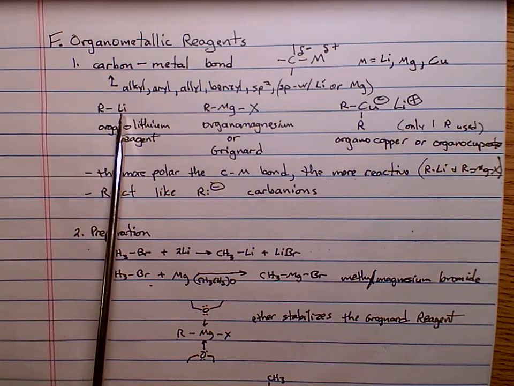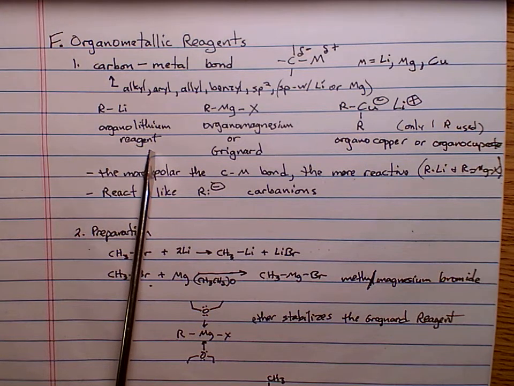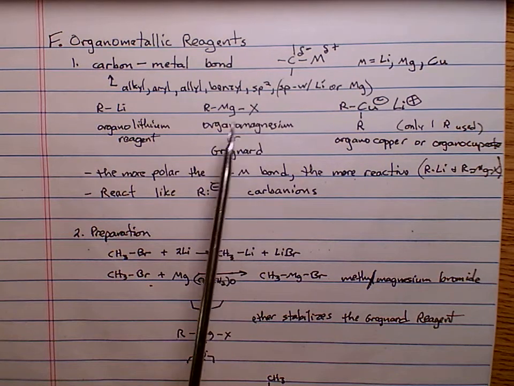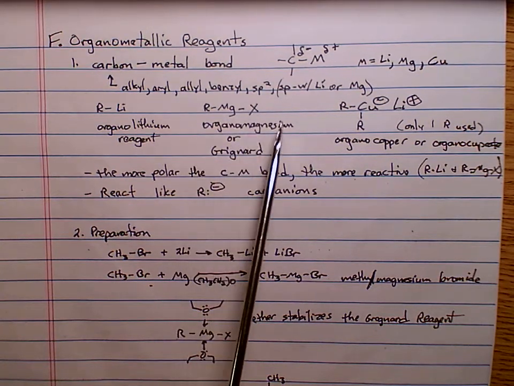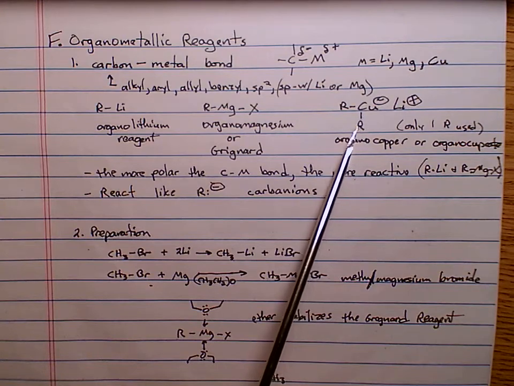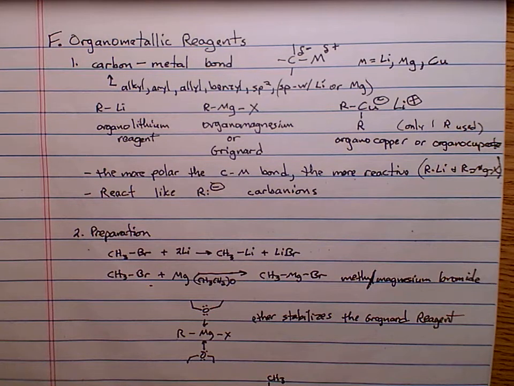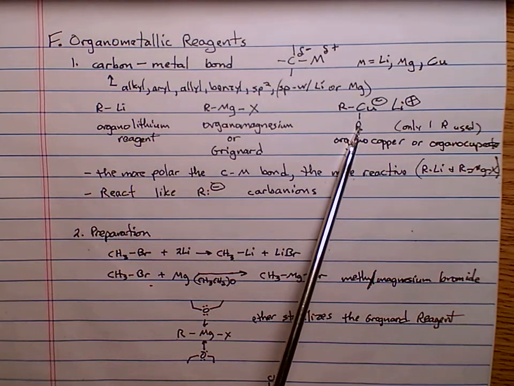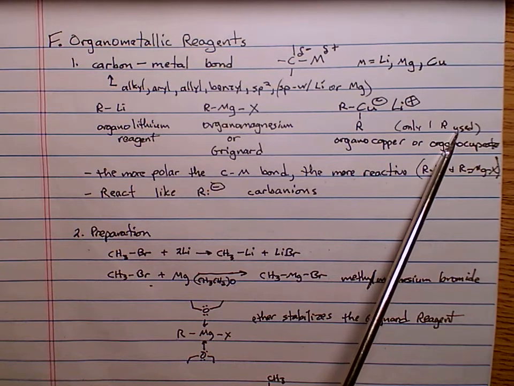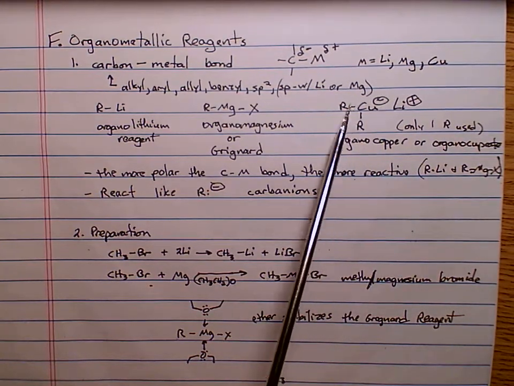If our R group is bonded to lithium, we call that an organolithium reagent. Makes sense. If our R group is bonded to a magnesium with usually a bromine, or a chlorine, we call them organomagnesium bromides, or Grignard reagents, because Grignard was the person who came up with these. And if we have two R groups bonded to a copper with lithium, these are organocopper reagents, or organocuprates. Note that even though we have two R groups on there, two partial negative carbons, only one R group will get used in the reaction. Only one of these is going to react.